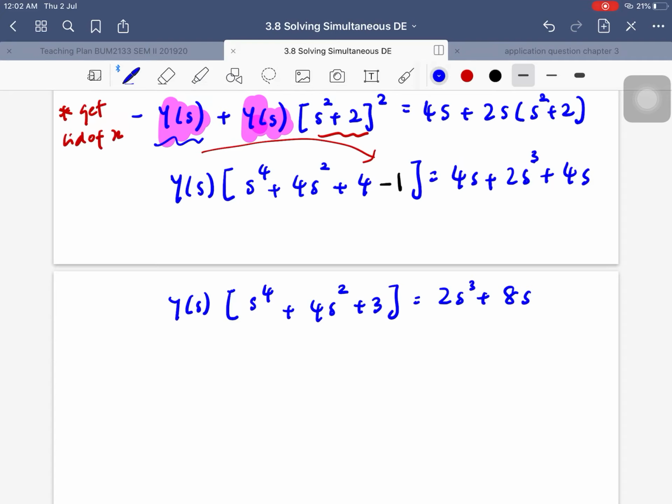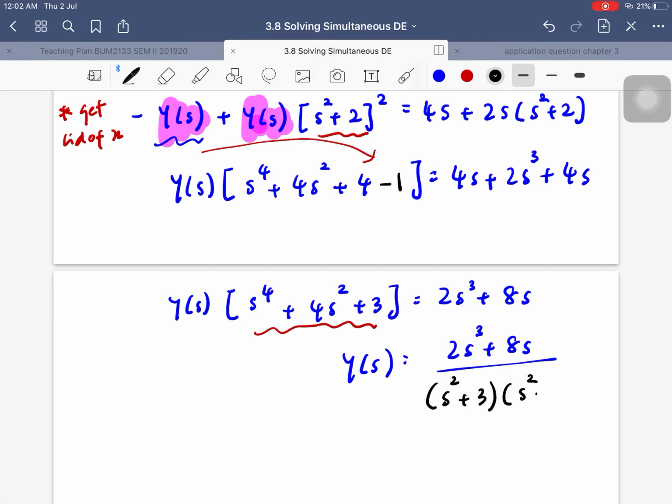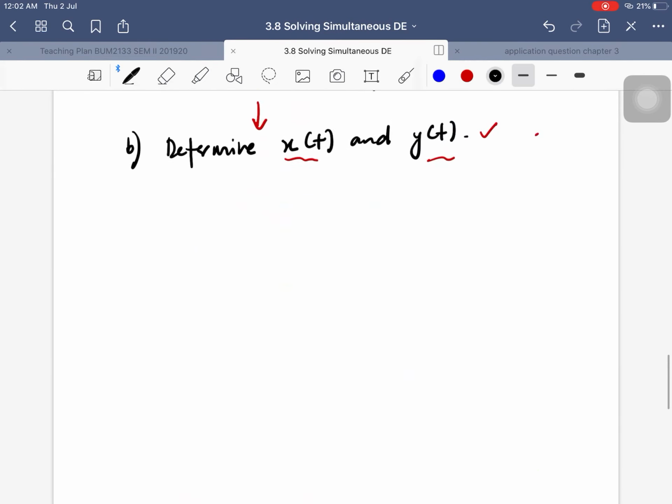And of course, I can simplify this. So I'm going to have 2s cubed plus 8s over this particular function. But this particular function, no, it's not cubic, it's a quartic function. So what happened is that this is actually reducible, and it can be factorized to s squared plus 3 multiplied by s squared plus 1. So this is what I have shown according to the question.